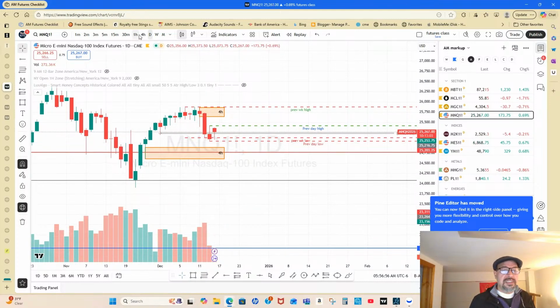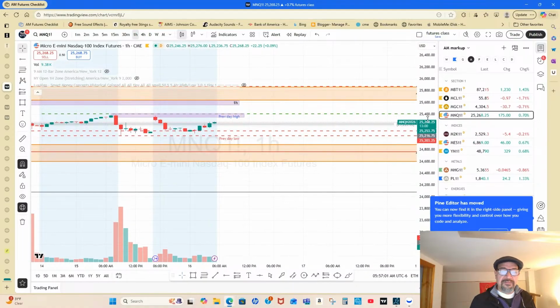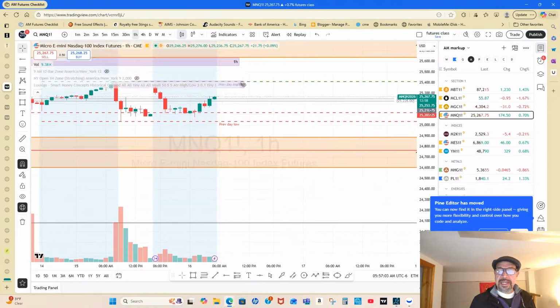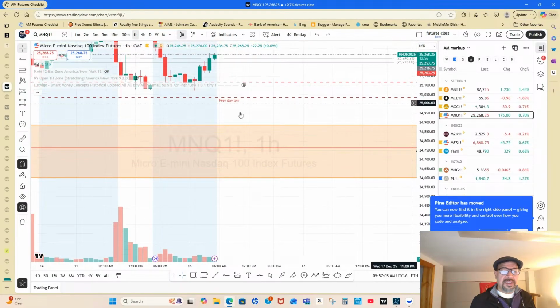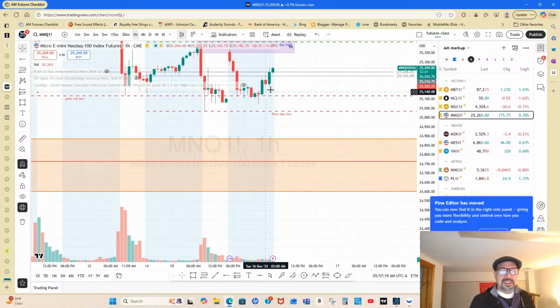Because it's in the middle. It's smack dab in the middle of yesterday's low. This has held pretty solidly as a bounce.